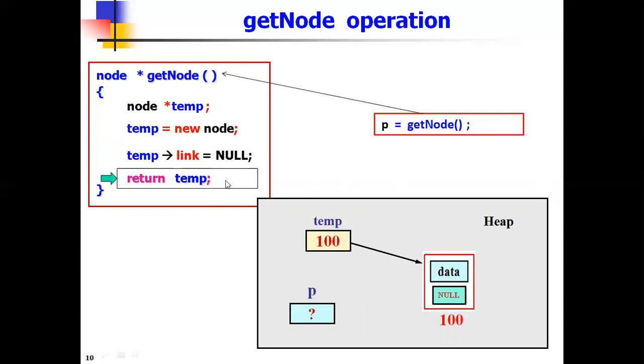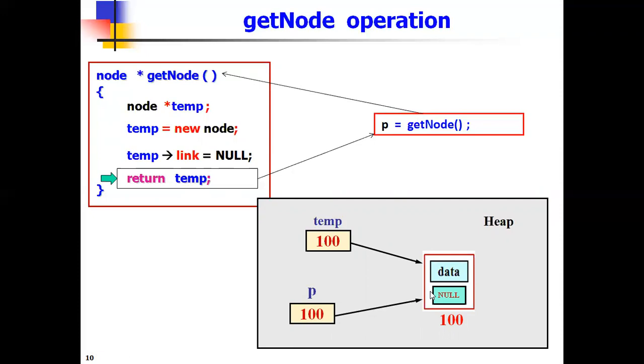Then you will say return temp. So what will happen? Return temp means it will come back to the calling function. So it will come back to p. So that temp will be returned to p. That means temp is returned and it is copied to p. So this temp value is copied to this p. So p will have the same value. Temp value is copied to p. P has the same value.